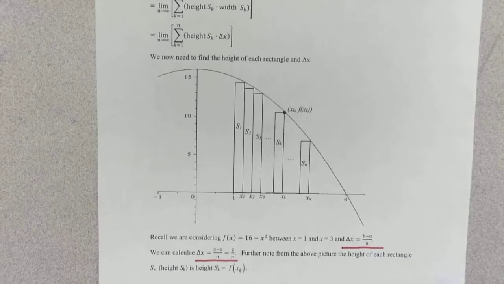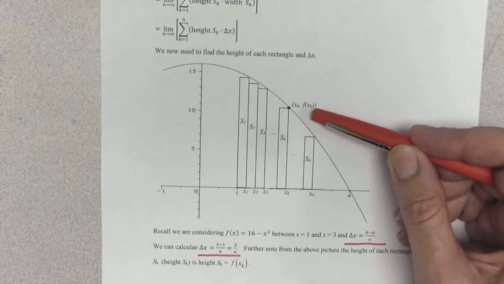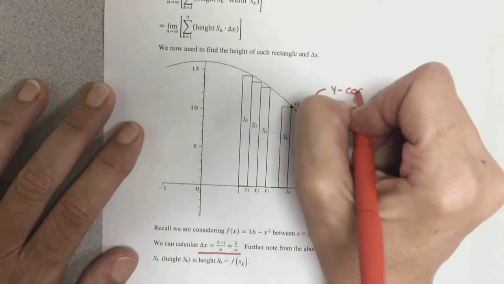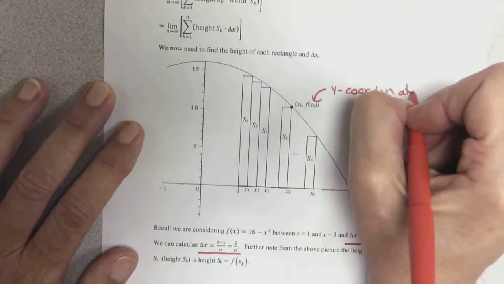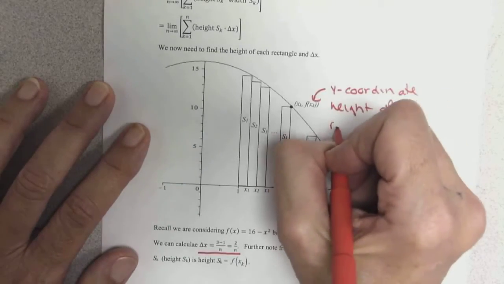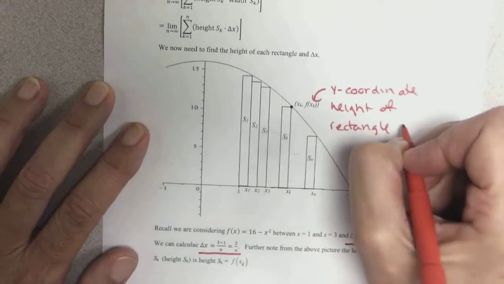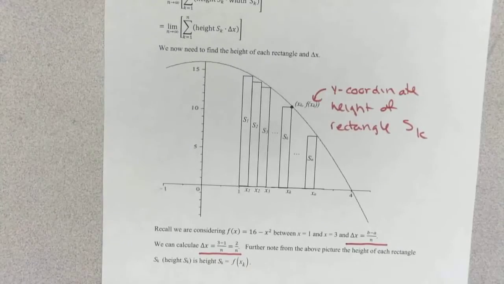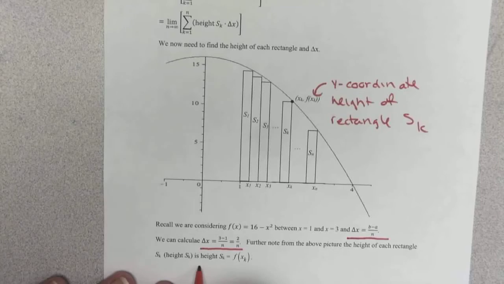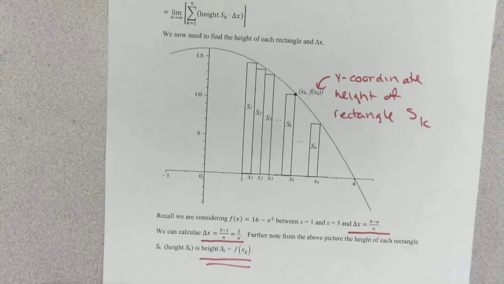And then just like before, we have this point right here, that y coordinate is the height of, in this case, rectangle S sub k. That y coordinate each time is the height. And so that's what we have here. The height of S sub k is f of x sub k. And that S sub k is just our generic rectangle that represents any rectangle.